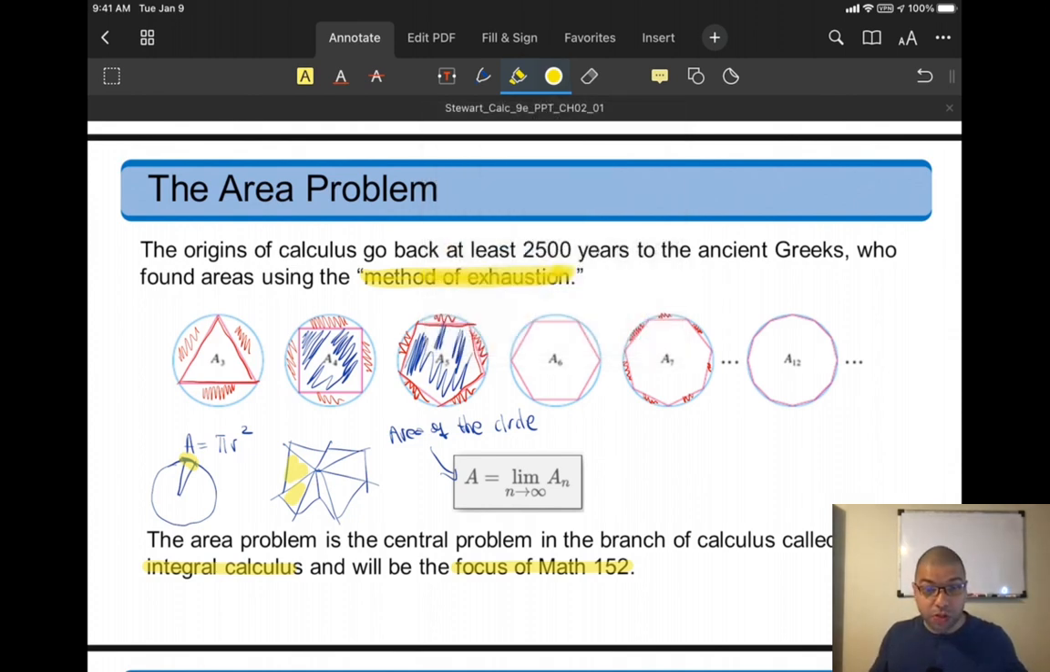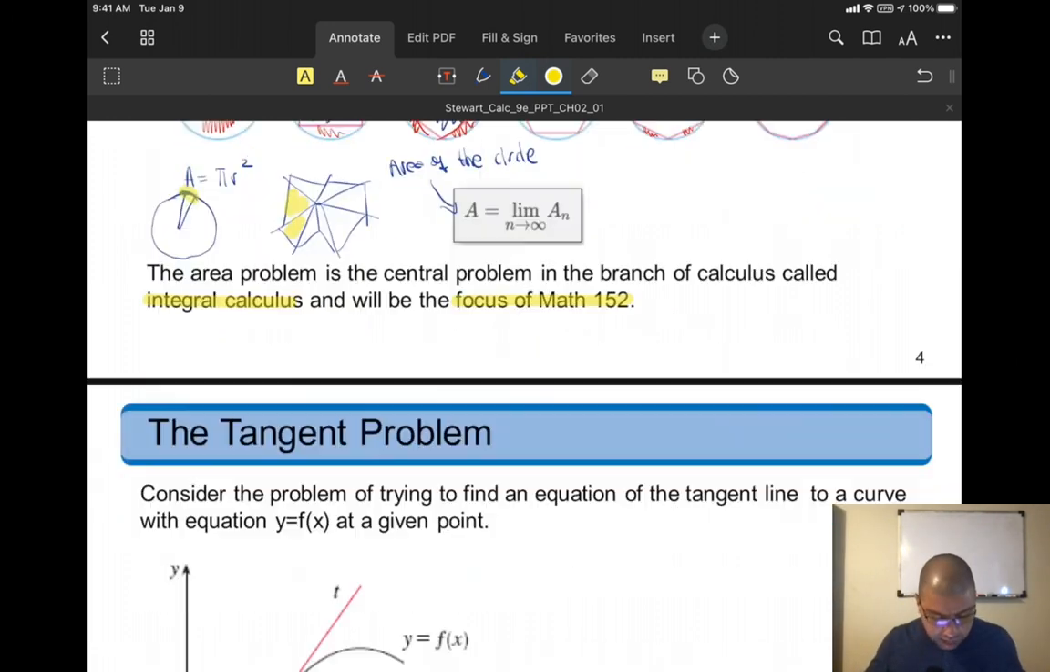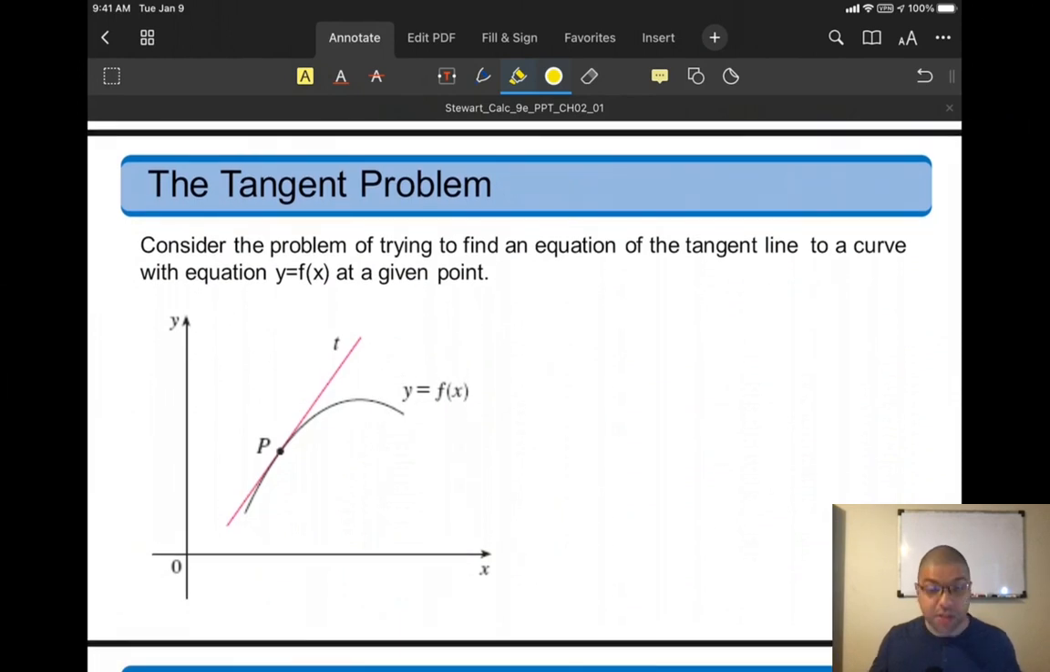Okay, so the takeaway here should be the idea. The more sides you add to your polygon that is inscribed, the closer the area gets to the actual answer, and you were able to calculate each of those, so you're able to sort of iterate this process. And this is a limit. This is a problem that we will solve in this class, so we are going to talk about the tangent problem first.